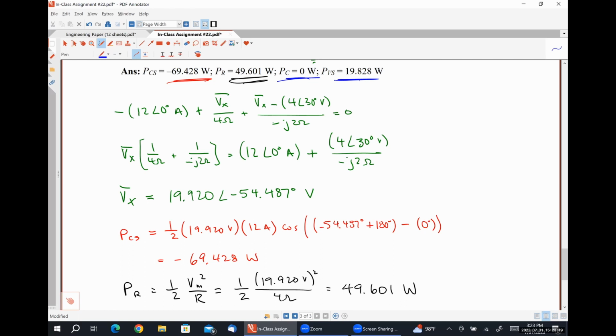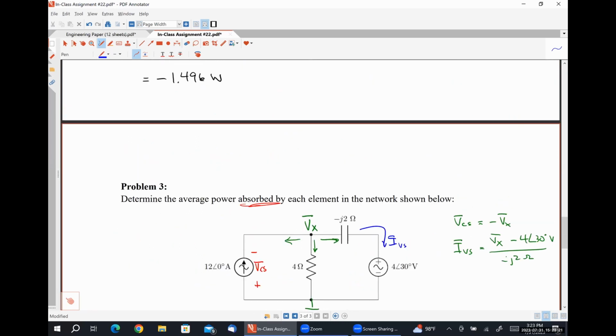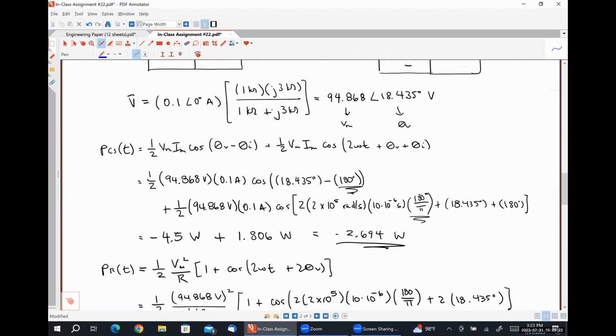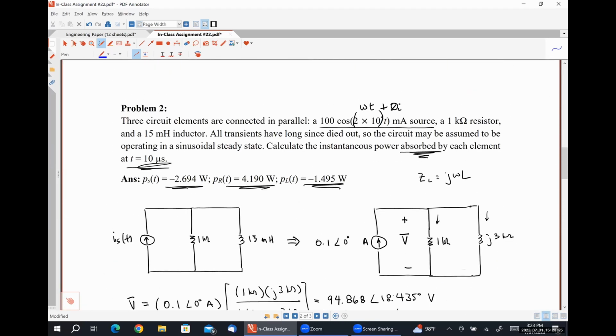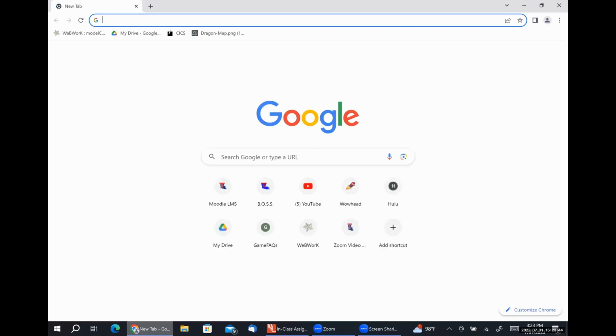So anytime you're given a source that is sinusoidally excited, convert it to the frequency domain. So use phasors and impedances. Okay. So just for the sake of argument here, let's look at the web work just really quickly. I will point some things out.